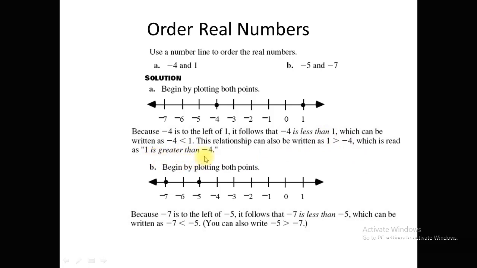Now for the other example, begin by plotting both points. Put the positive real numbers in this direction and the negative real numbers along this direction. Since in this example we have two numbers, minus 5 and minus 7, this point represents minus 5 and this point represents minus 7. Because minus 7 is to the left of minus 5, it follows that minus 7 is less than minus 5. And dear students, you can also write minus 5 is greater than minus 7.